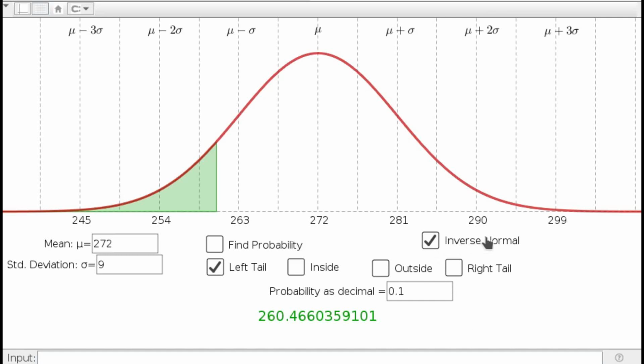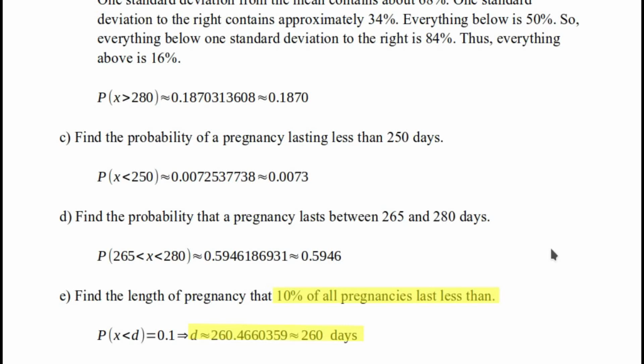Let's take a look at it again. Remember, this is inverse normal. We had our mean and our standard deviation already. We were interested in being less than our boundary. That means we're to the left on the number line. We put in our probability and got our number of days.